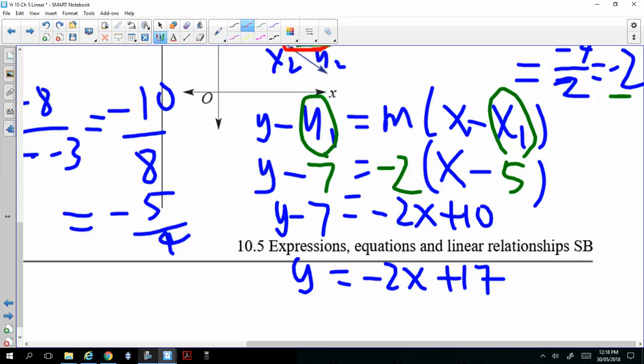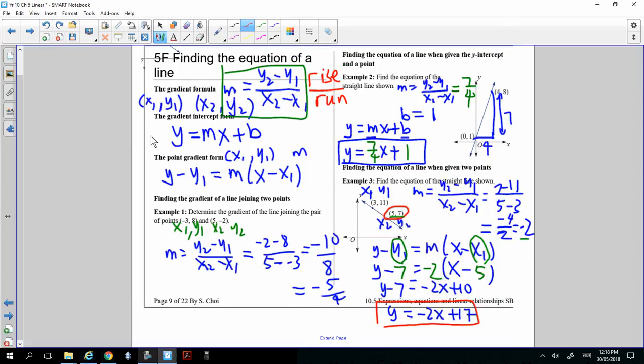So that's the equation. The gradient intercept form, if you know the y-intercept, or the point gradient form, which is used in example 3. So you are not given the y-intercept, you have to substitute the point to get the equation.